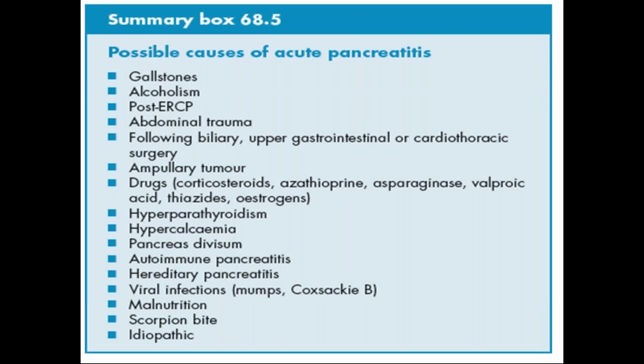There are some drugs whose side effects include acute pancreatitis, like corticosteroids, azathioprine, asparaginase, as well as hyperparathyroidism and hypercalcemia. Pancreas divisum is when the dorsal and ventral buds fail to fuse and they drain separately. Autoimmune pancreatitis is associated with other autoimmune causes, and there is hereditary pancreatitis because of some mutations. Viral infections like coxsackievirus and mumps virus, malnutrition, and scorpion bite are other causes. If no etiological factor is seen after ruling out all of these causes, then it is termed idiopathic.